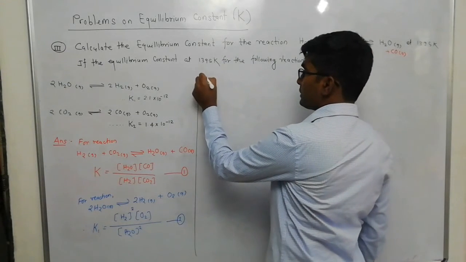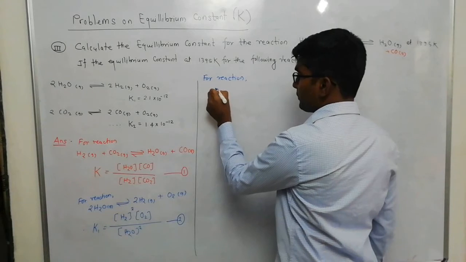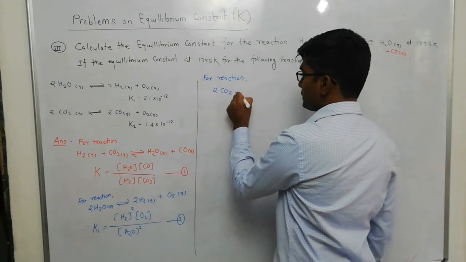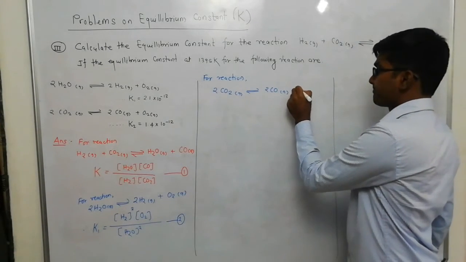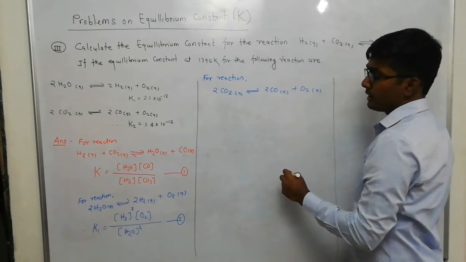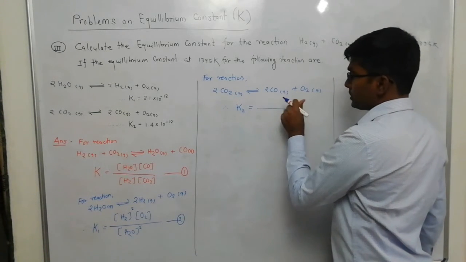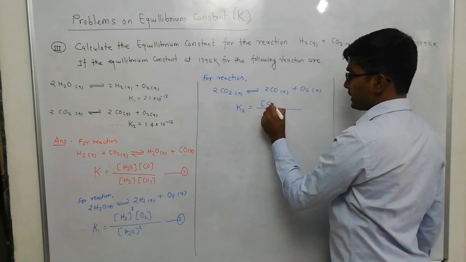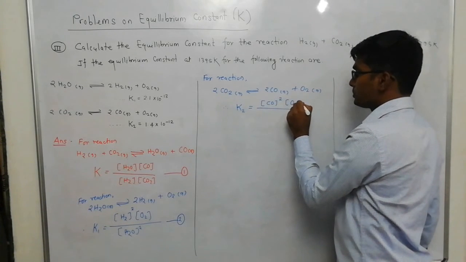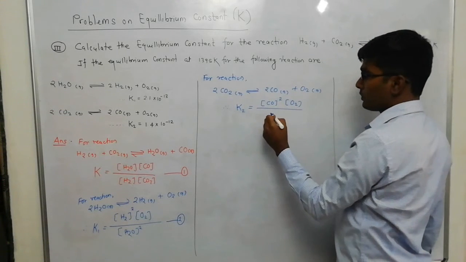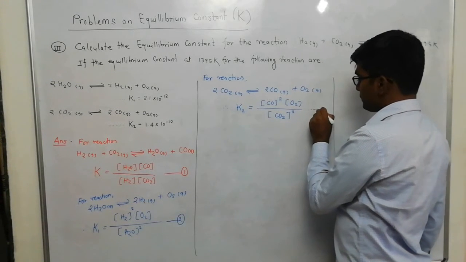And for the third reaction, 2 times CO2 gas in equilibrium with 2 times CO gas plus O2 gas, its equilibrium constant will be K2, equal to concentration of product divided by concentration of the reactant: CO, stoichiometric coefficient is 2, so raised to 2, into O2, stoichiometric coefficient is 1, so raised to 1, divided by CO2 raised to 2. This is equation number 3.